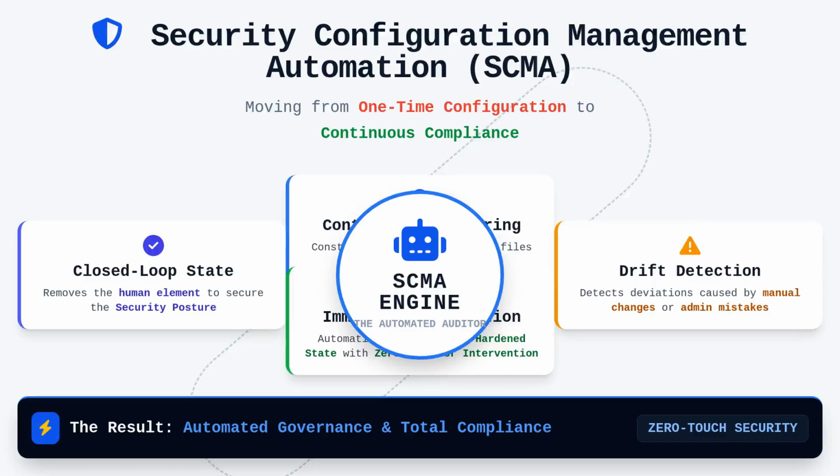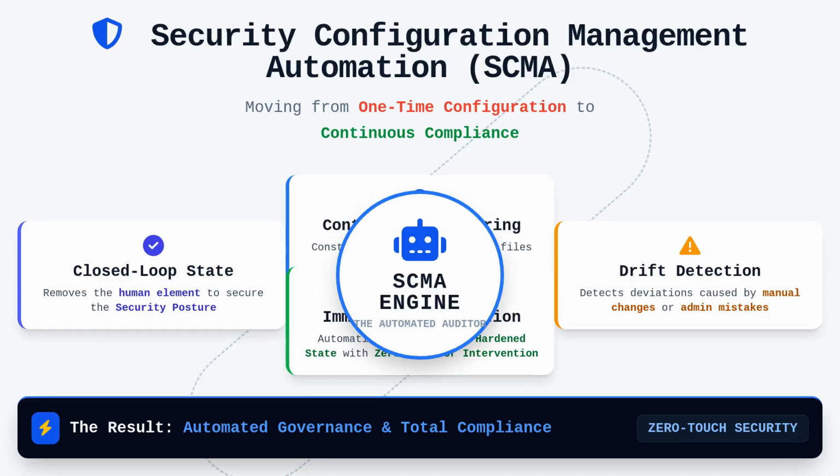Maintaining a secured state over time requires more than just a one-time configuration, which is where Security Configuration Management Automation, or SCMA, becomes vital. SCMA functions as an automated auditor that continuously monitors the configuration of your CVM and AHV host files against the applied STIG baselines.